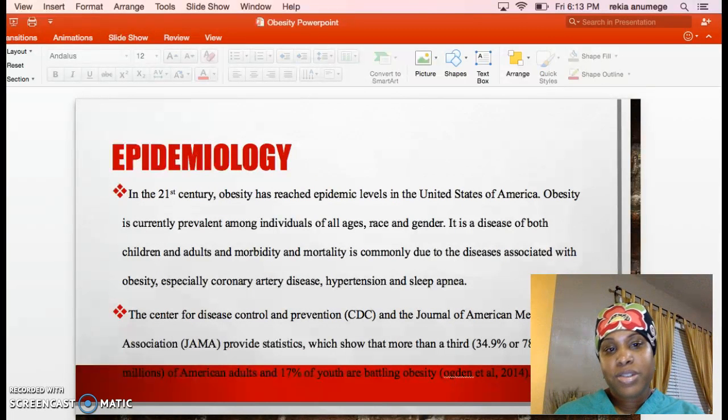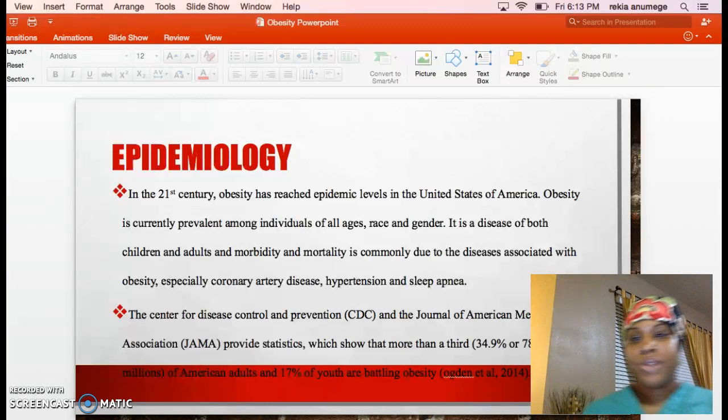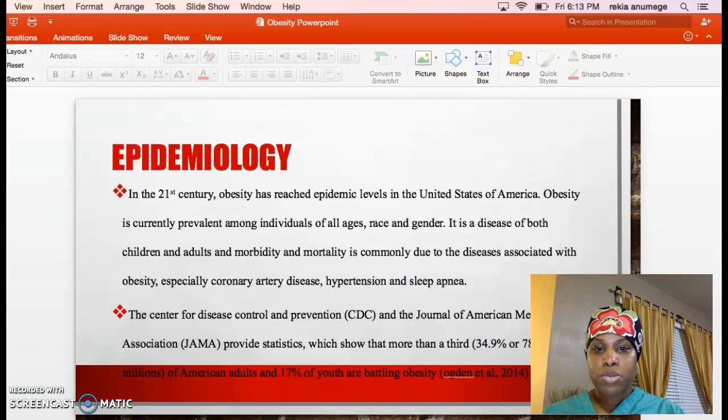Epidemiology. Whereas it states here, in the 21st century, obesity has reached epidemic levels in the United States of America. Obesity is currently prevalent among individuals of all ages, race, and gender. It is a disease of both children and adults. And as we stated earlier, morbidity and mortality is commonly due to the diseases associated with obesity, especially the coronary artery disease I explained to you earlier, the hardening of the arteries, hypertension, and sleep apnea.